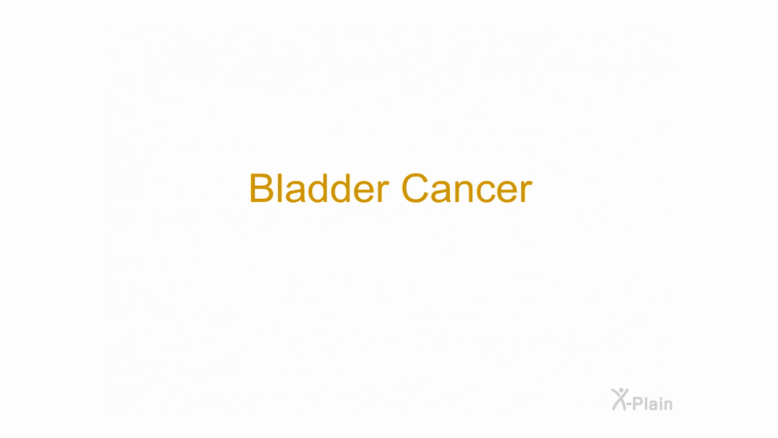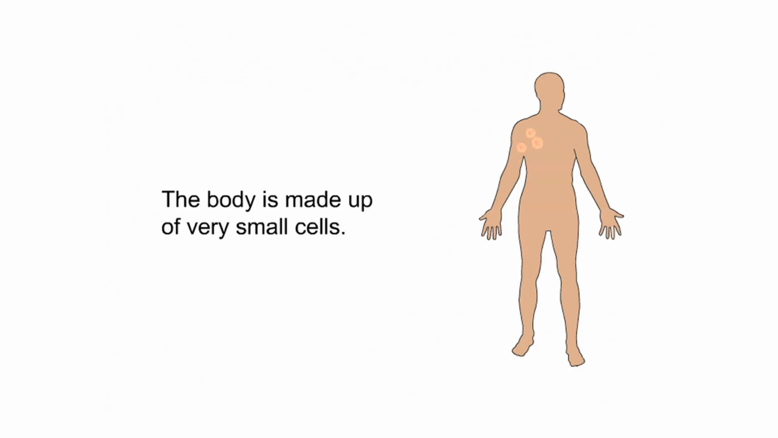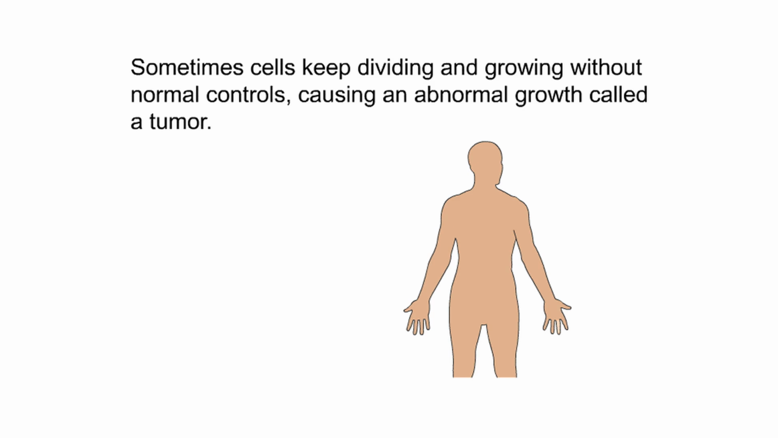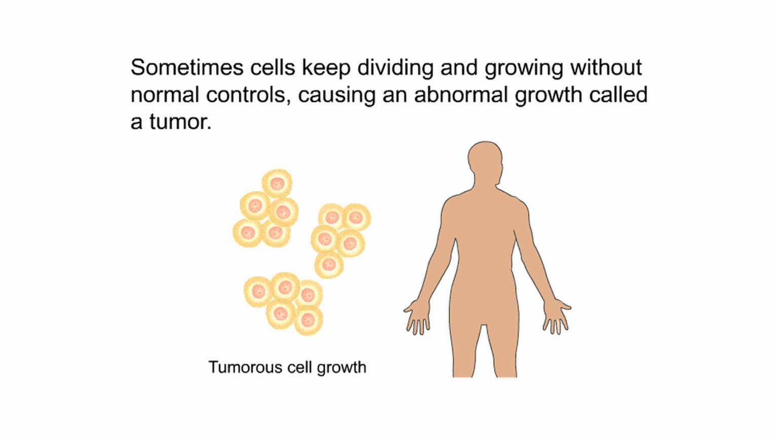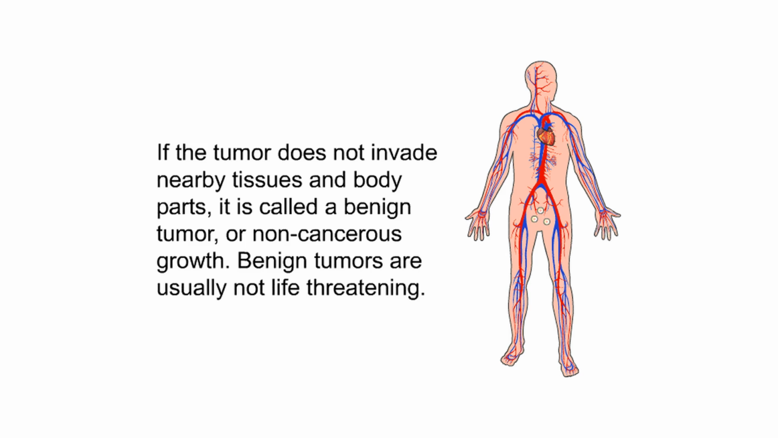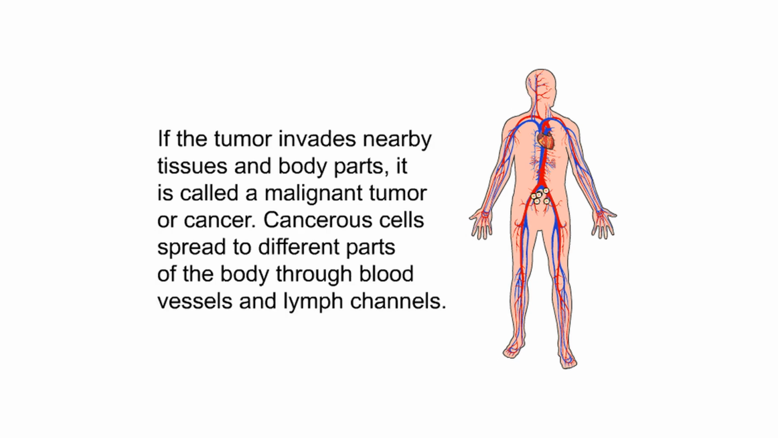Bladder cancer. The body is made up of very small cells. Normal cells in the body grow and die in a controlled way. Sometimes cells keep dividing and growing without normal controls, causing an abnormal growth called a tumor. If the tumor does not invade nearby tissues and body parts, it is called a benign tumor or non-cancerous growth. Benign tumors are usually not life-threatening. If the tumor invades nearby tissues and body parts, it is called a malignant tumor or cancer.